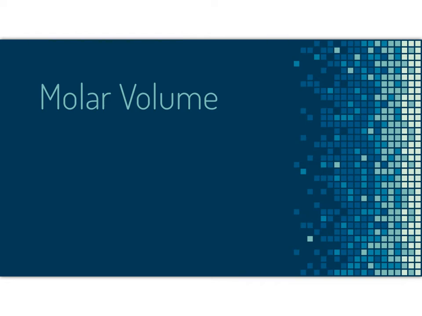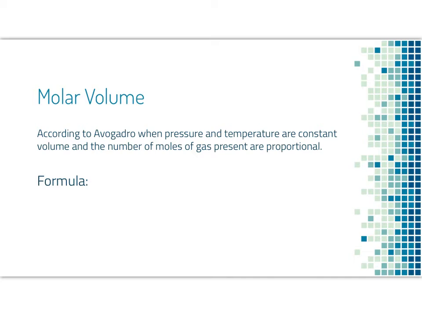Molar volume. The idea of molar volume comes from the idea that when pressure and temperature are constant, and maybe I blew up a balloon with a certain number of moles in it, it has some volume. Okay, so let's say there was 5 moles here. If I blow up another balloon in the same room, so same temperature and pressure, and I put the exact same number of moles in it, n equals 5, the volumes should be equal.